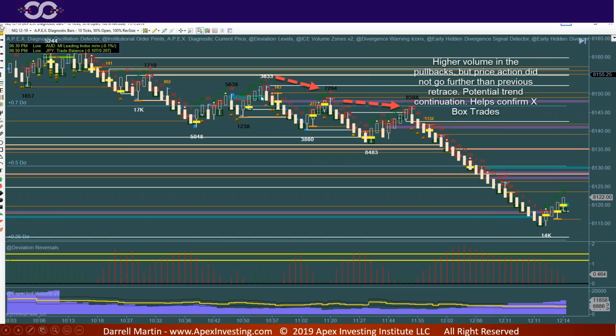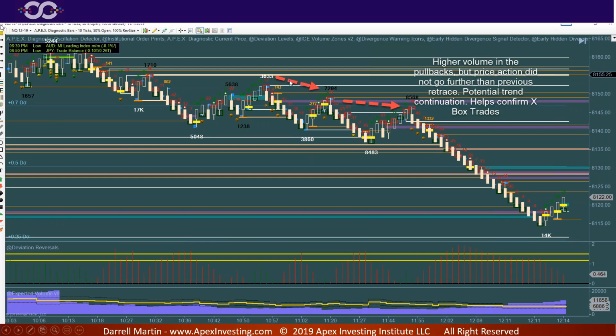So the market over here is going down, and we got more volume, 3,800, and then 8,400. And then we got an Xbox right there, and we got another Xbox right there. So that just gives you confirmation, that gives you confidence to enter that Xbox trade. Because the market is like, I'm just getting started, okay?